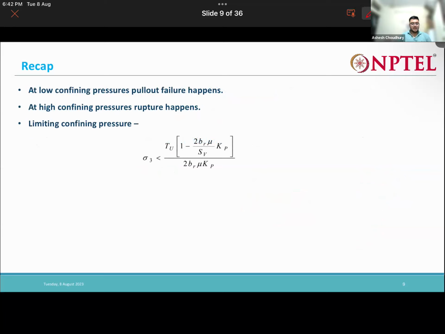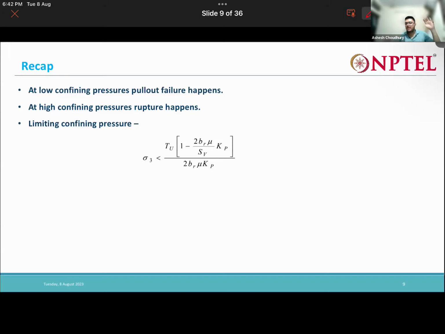Now, when the confining pressures are low, in the field we have constructed a reinforced structure. In the structure, the confining pressure, the minor principal stress which is getting generated, is actually low. So what happens at low confining pressures is pull-out failure governs. This pull-out failure governs when the confining pressure is low, and at high confining pressures, rupture failure occurs.